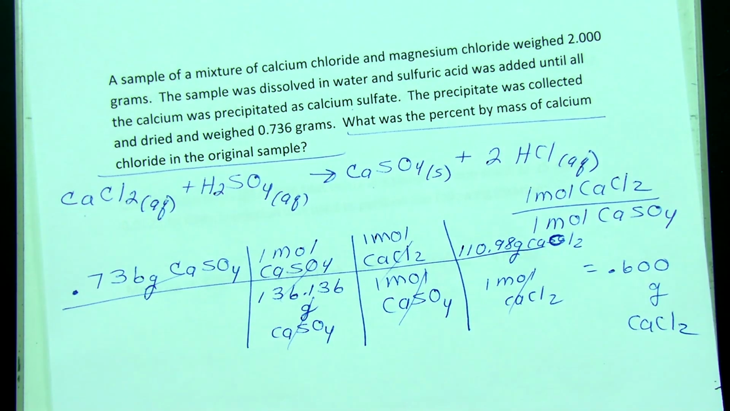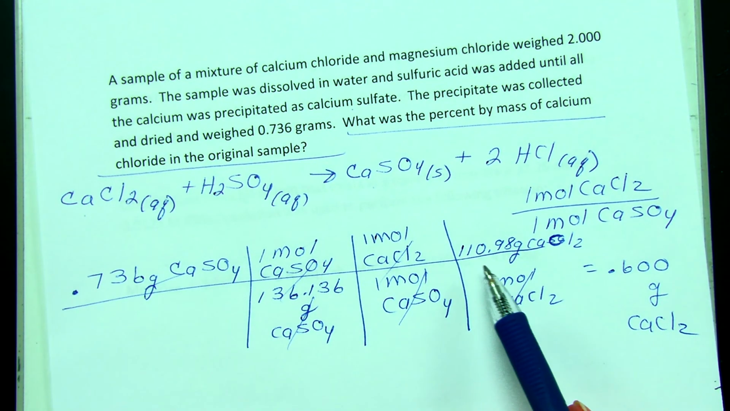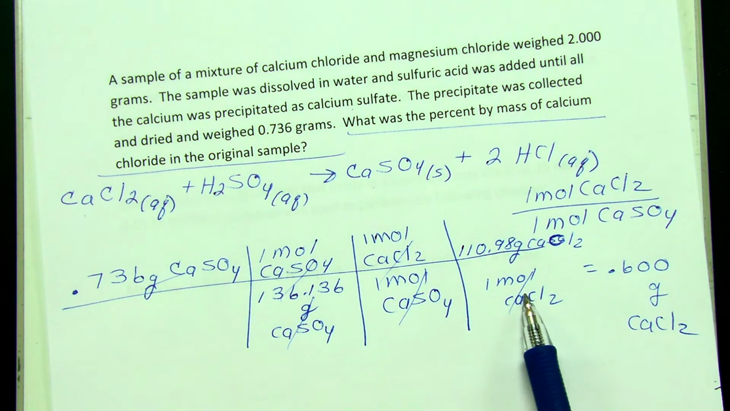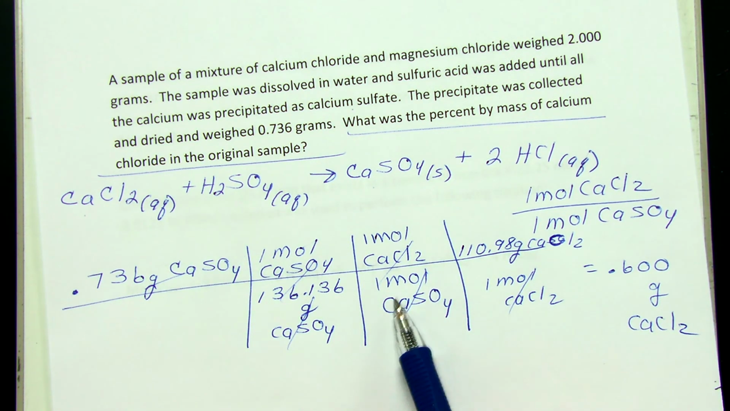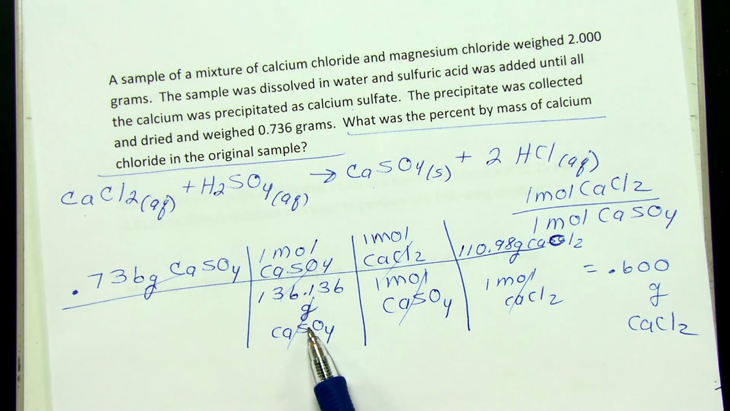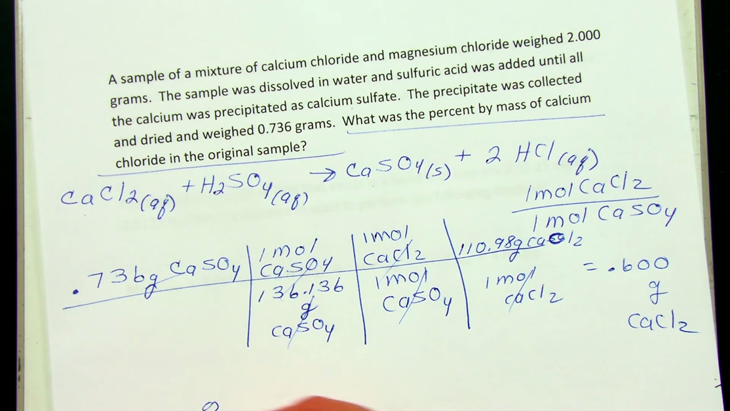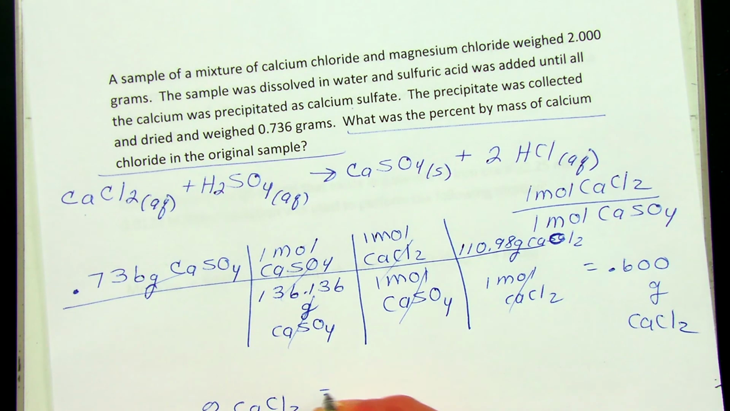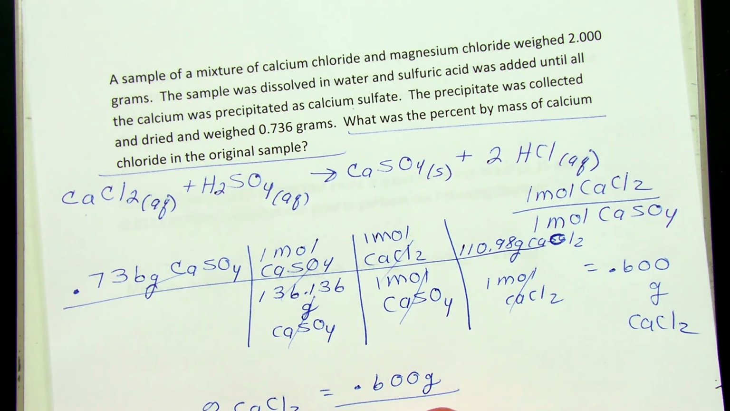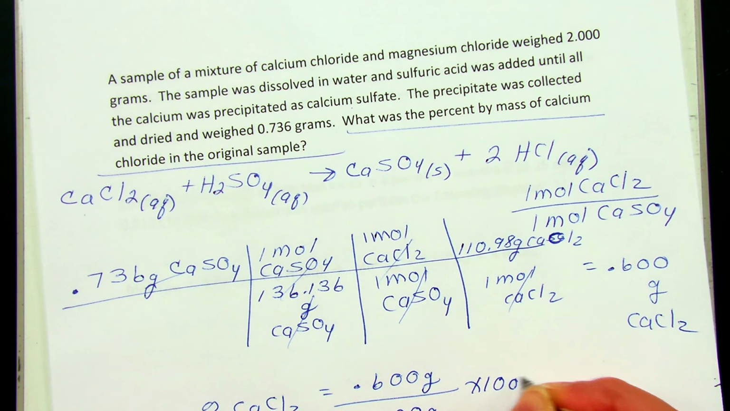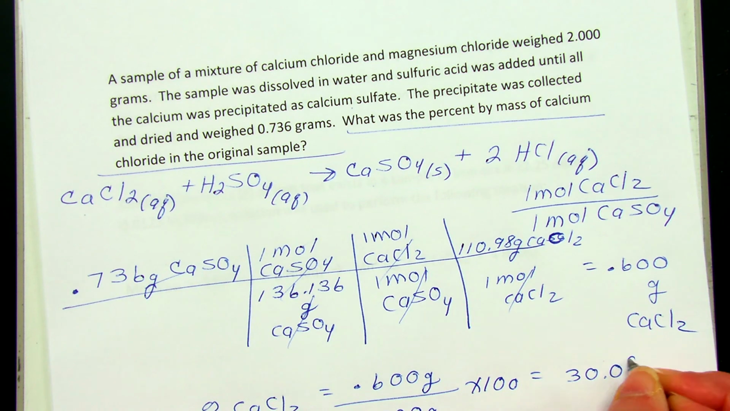For those of you that like to go backwards, you would have started with 110 grams of calcium chloride per mole, then canceled the moles with the mole-to-mole ratio, canceled the moles of calcium sulfate with the molar mass, and then put the mass in there. Now I have 0.6 grams. So my percent calcium chloride is equal to 0.6 grams divided by 2.0 grams times 100 is 30.0%.